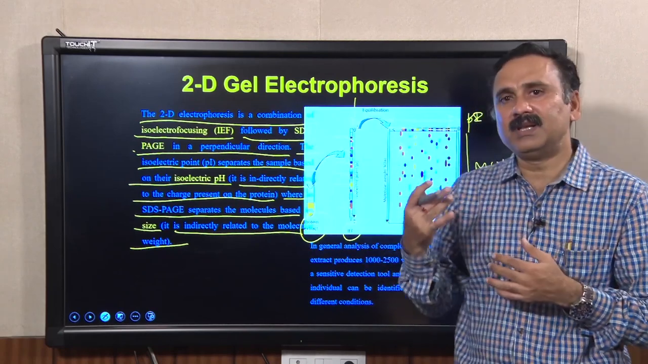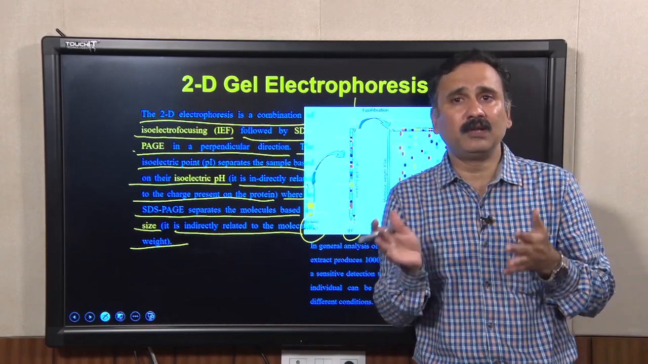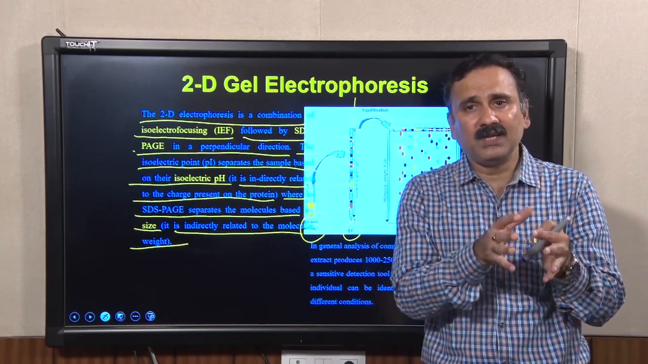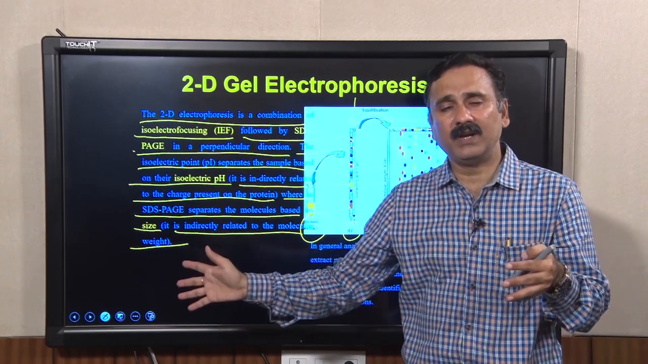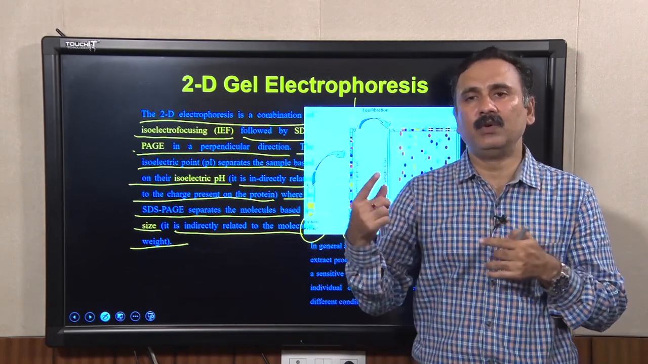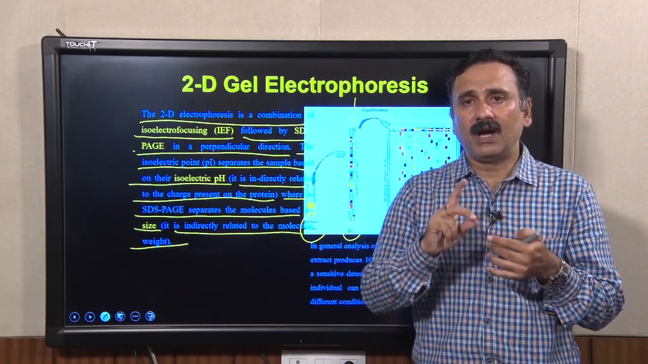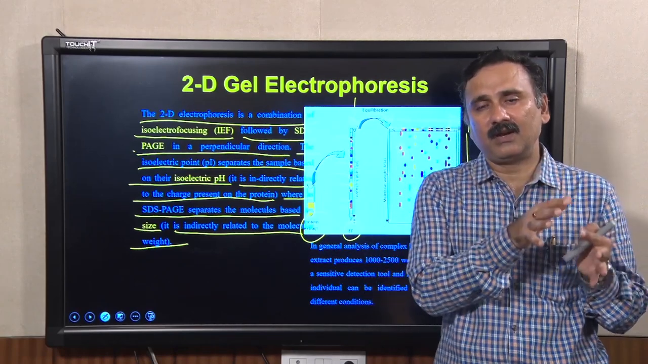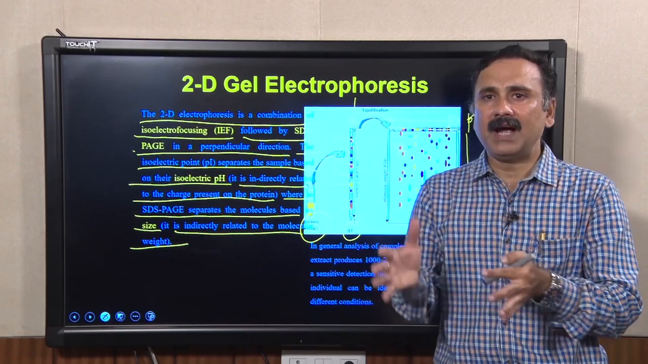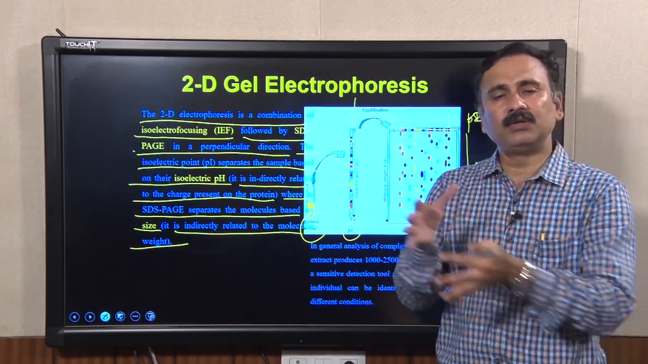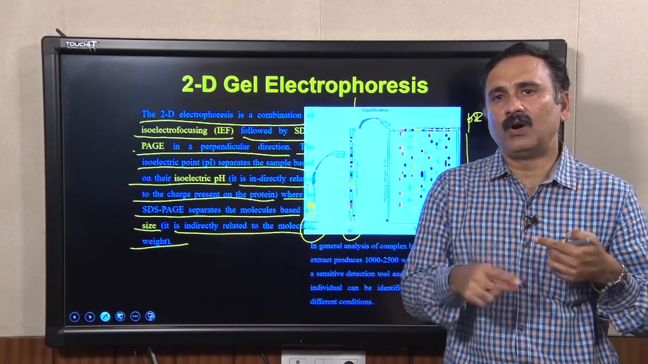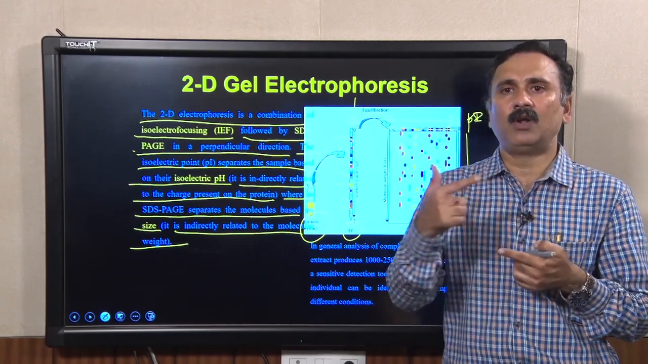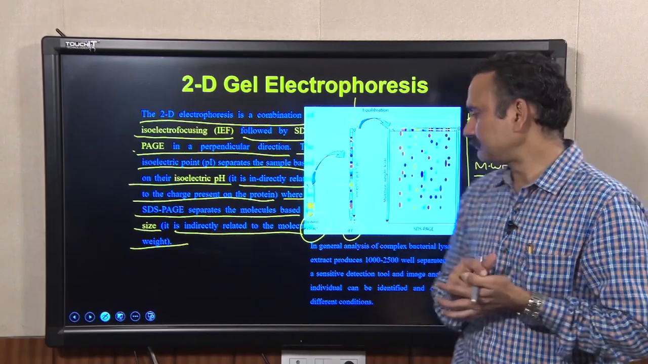So even if the two proteins... and the same is true for the isoelectric point. If the two proteins are of identical isoelectric point but have different molecular weight, then it is actually going to give you two spots. You can imagine if I could resolve the same sample using only the isoelectric point or only the molecular weight, then the samples will not get resolved properly, or will not get resolved completely.